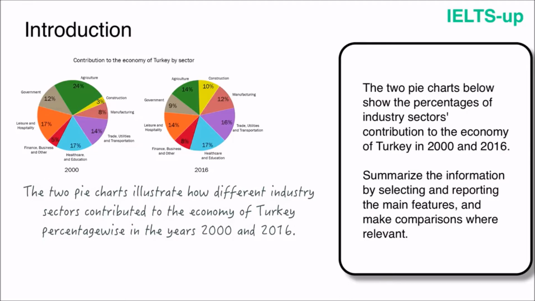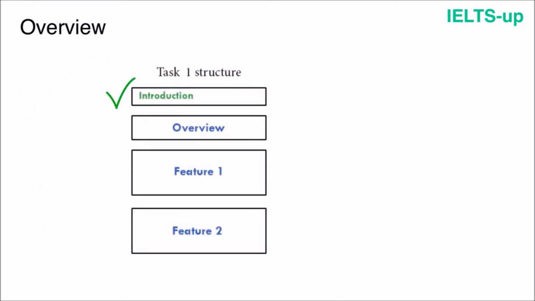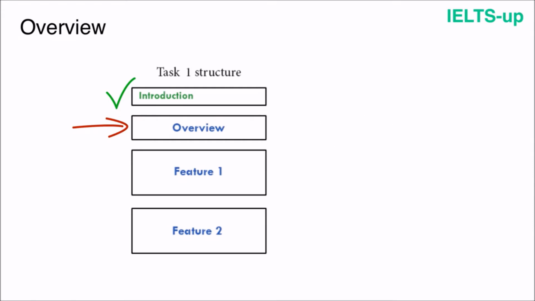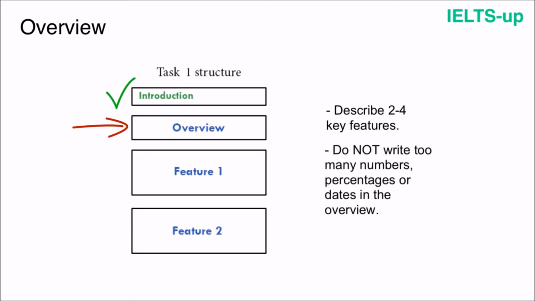When we have finished the introduction, we have to move on to the general overview paragraph. Remember, to achieve a band 6 or more for task 1, you must provide the overview. In the overview paragraph, you should briefly describe major features of your pie charts. Ideally, you should describe from 2 to 4 key features. Do not write too many numbers, percentages, or dates in the overview.